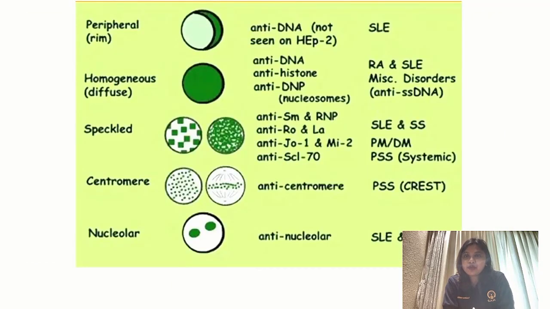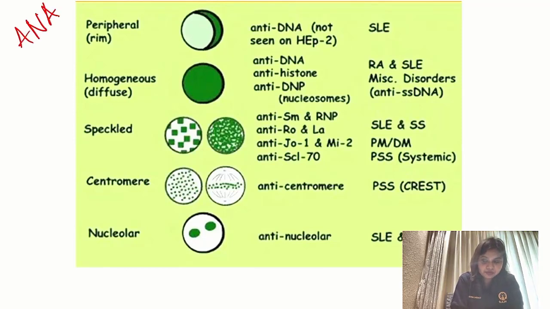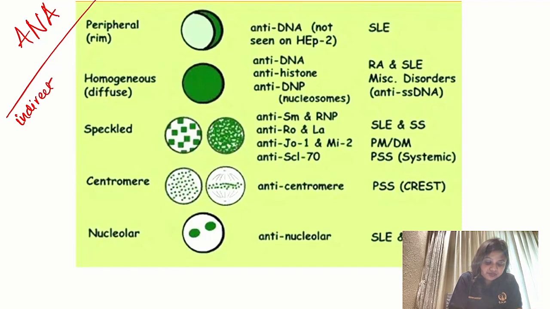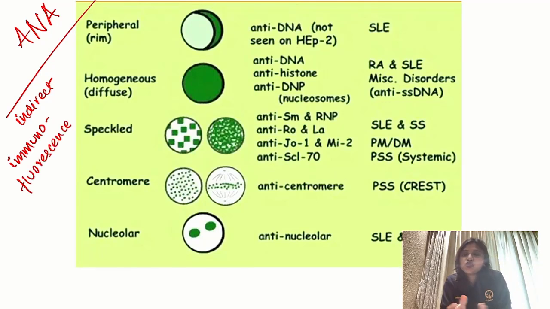Now again, another very important slide on the patterns of anti-nuclear antibody. So anti-nuclear antibody and anti-nuclear antibody pattern, we usually do it by indirect immunofluorescence. Usually in SLE, the diagnosis of SLE stands on ANA, and we do it by HEP2 cell line. So whenever you write ANA in bracket, you should write as HEP2 cell line.